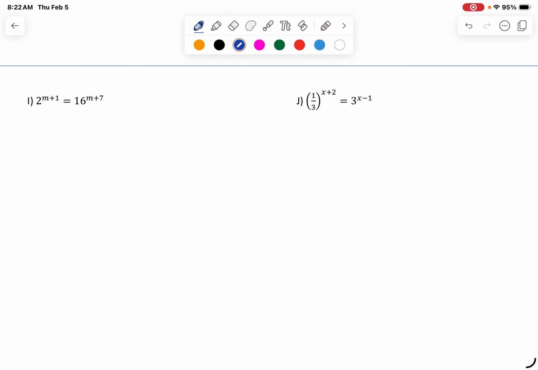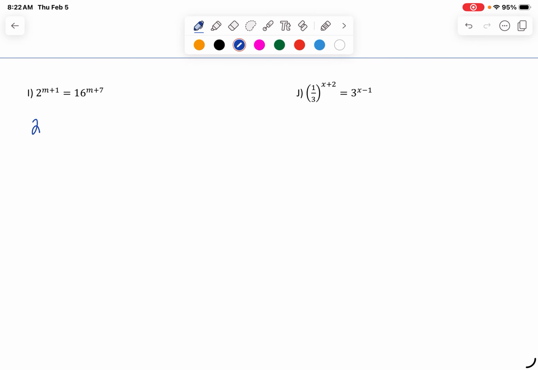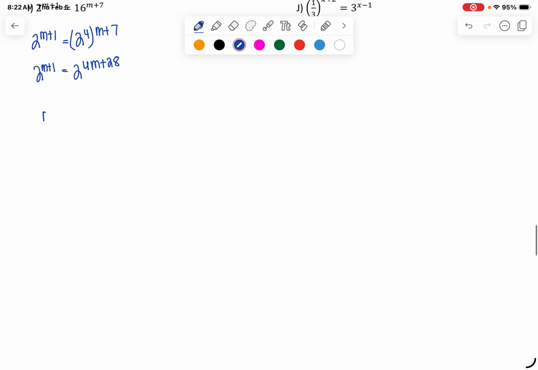All right, let's see how you did. 2 to the n plus 1. And then this is 2 to the 4th power, the n plus 7. Power to a power, keep your base, multiply your exponents. 4m plus 28. 2 to the n plus 1. Set your exponents equal to each other. M plus 1 is equal to 4m plus 28. Subtract m from both sides, that's 3m. Subtract 28 from both sides, that's negative 27. Divide by 3, m equals negative 9.